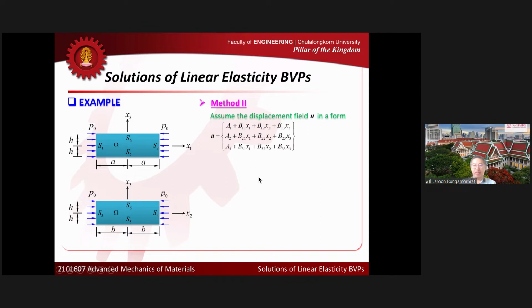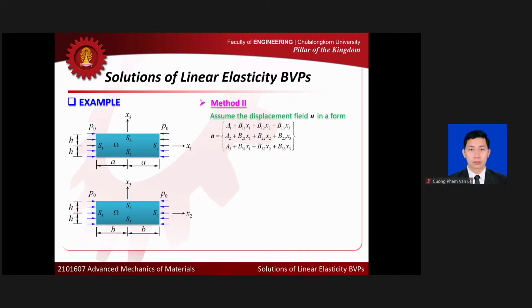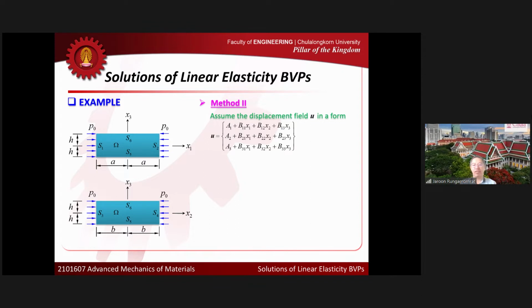Okay, so now I check. How can I check the guessed displacement field here? Once I get the form of the displacement field, you can think about checking the displacement directly based on the Navier equation, right? But here I will try to show you that even though I guess this displacement field alone, I can also check the solution by using the first approach, where I check all fields.